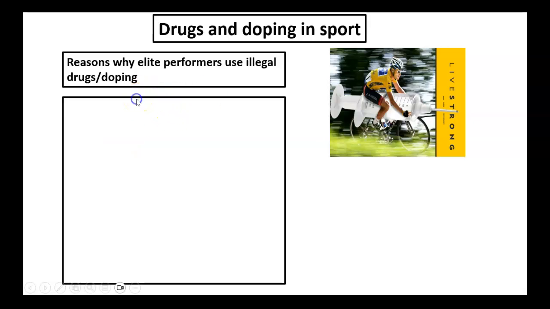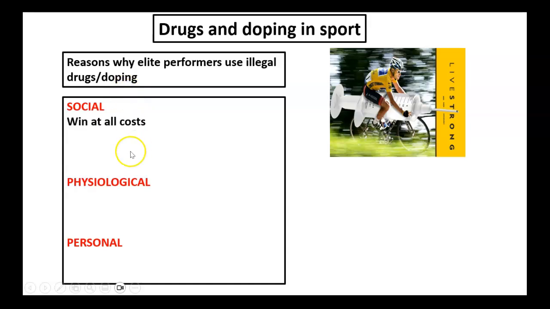What I tend to do with this is say, right, if we can split this into the following: we're going to split them into social reasons, physiological reasons, and personal reasons. The specification doesn't require you to do this, but I just think it helps you. If you consider health as being your social, physical, and personal well-being, we can then start to think of some of the reasons why an elite performer would want to take illegal performance-enhancing drugs.